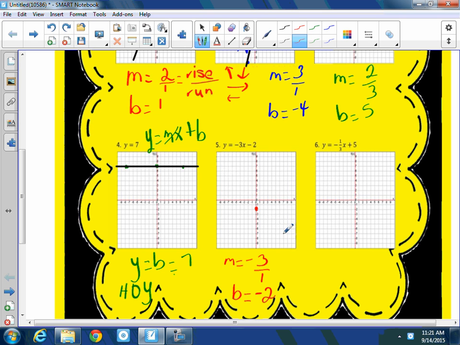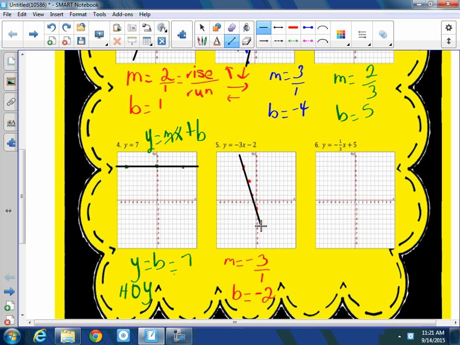There should be a line going this way. And now I have a rise of 3 and a run of 1. 1, 2, 3, and 1. And I'm going to do just one more over here. 1, 2, 3, 1. And then just connect those dots.